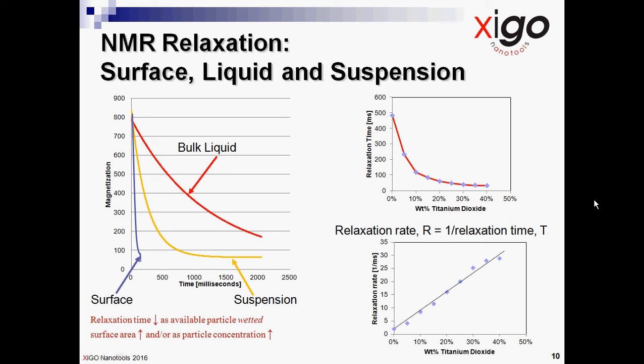You can define a new term, the relaxation rate, as the reciprocal of the relaxation time. This change in parameter linearizes the data, the bottom graph at the right, and so provides a much more convenient means to express the data.